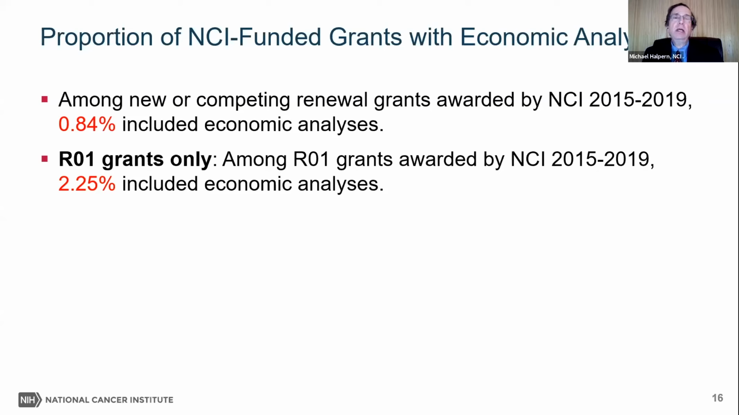So let me put that another way. Among the new or competing renewal grants that are awarded by NCI between 2015 and 2019, 0.84% of those grants included economic analyses. Now, we hypothesized that R01 grants would be more likely to include economic analyses or economic outcomes. So looking at just those, we indeed found that among R01 grants awarded by NCI between 2015 and 2019, there was a threefold increase, about 2.25% included economic analyses.